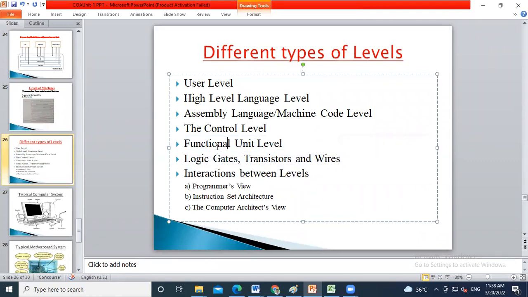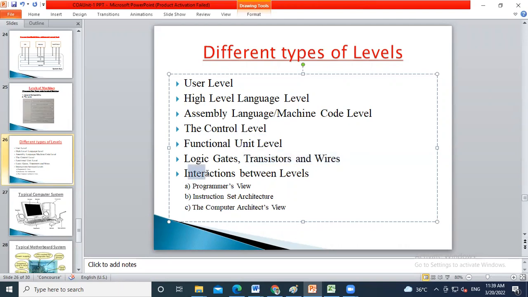So if at the functional unit level there is a complication about the logical operations, that is what they started to use: logic gates in the next level, and transistors with the wires. That is the IC chips, integrated circuit chips, which they also started to use in the next level.